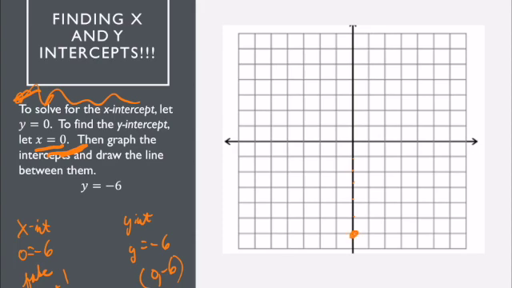Now, I want to make this statement true, right? So every point on this line would satisfy my equation. Every point over here, I have y equal to negative 6. Here's when x is 3, y is negative 6. Here's when x is negative 6, y is negative 6. So every single point would satisfy this equation. So my graph is going to be a horizontal line. It's parallel to my x-axis.